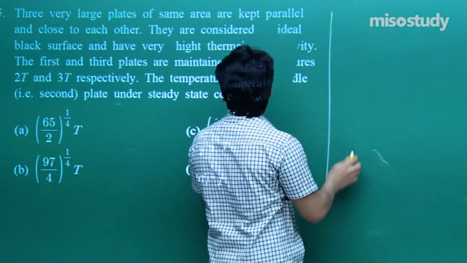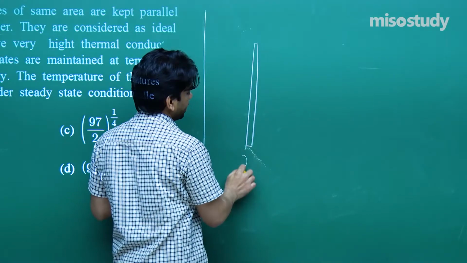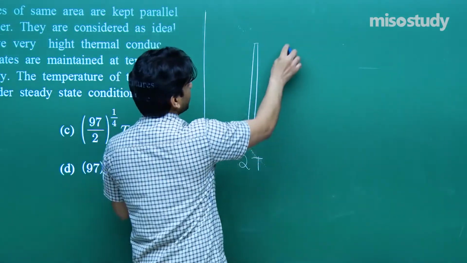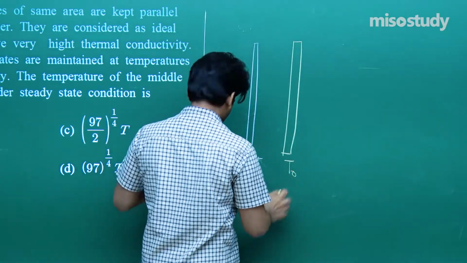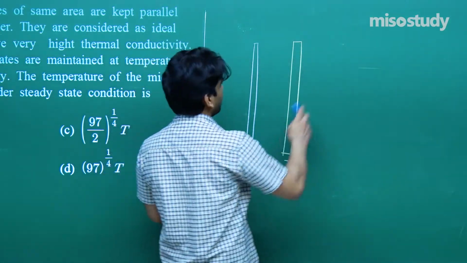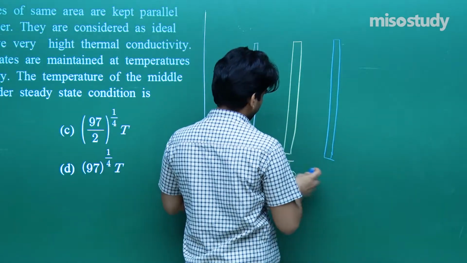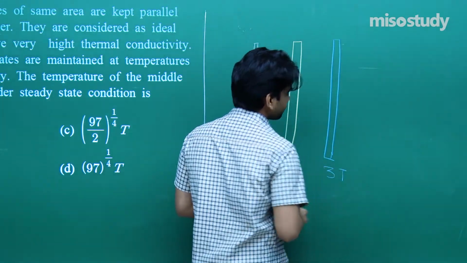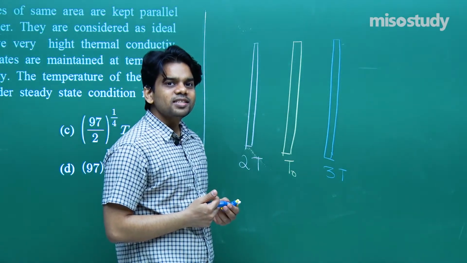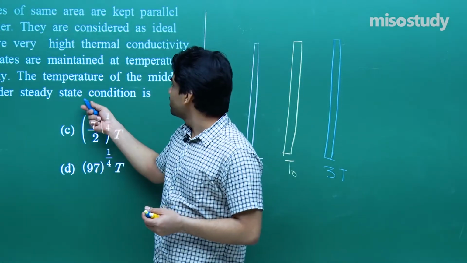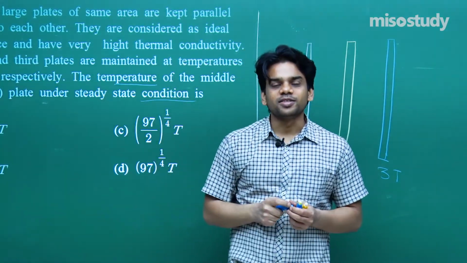See, it says that the first plate is maintained at 2T. This is the first plate, it's maintained at 2T. There's a middle plate, let's say its temperature is T0, and then we have the third plate, that is this, let's say its temperature is 3T, that is what has been given. Now it asks what is the temperature of the middle plate under steady state conditions.